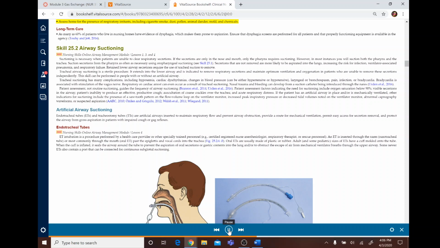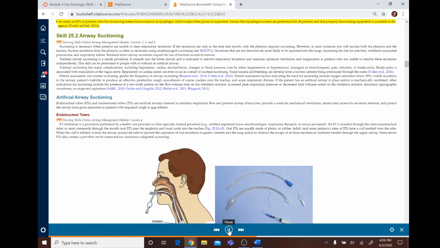Assess home for the presence of respiratory irritants, including cigarette smoke, dust, pollen, animal dander, mold, and chemicals. Long-term care. As many as 60% of patients who live in nursing homes have evidence of dysphagia, which makes them prone to aspiration. Ensure that dysphagia screens are performed for all patients and that properly functioning equipment is available in the agency. Tui and Jet, 2014.